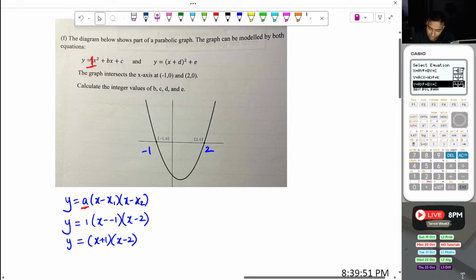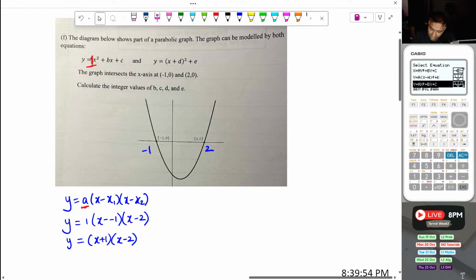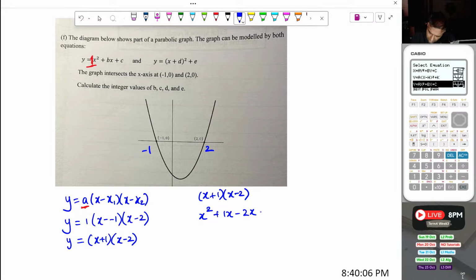Anyway, so we've got the intercept form. Now all we're going to do is expand the brackets. When we expand the brackets, we're going to get x squared plus 1x minus 2x, and then minus 2. So we're going to end up with x squared minus x minus 2. So we've actually figured out what our b value is and what our c value is, because b is equal to minus 1, c equals minus 2.